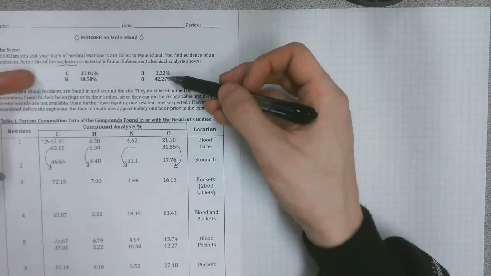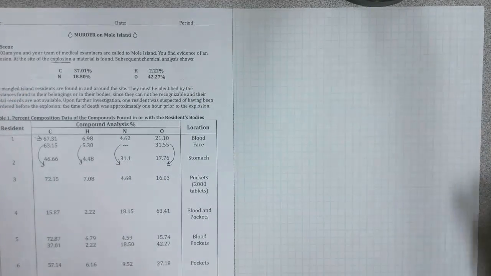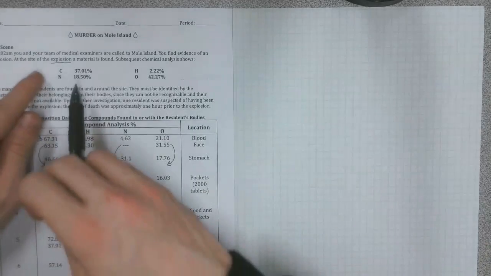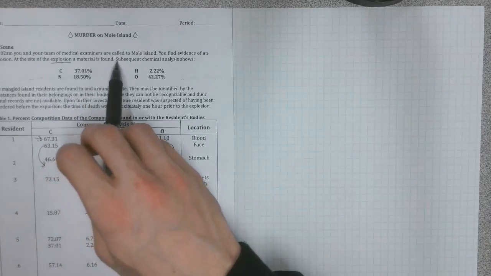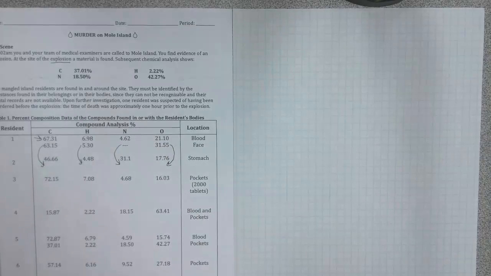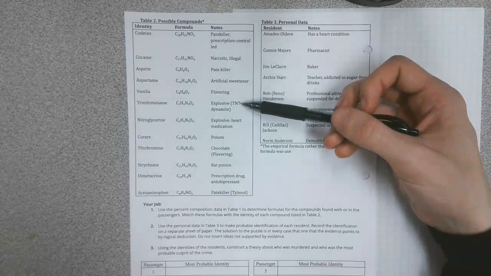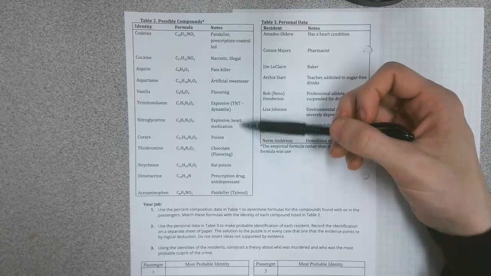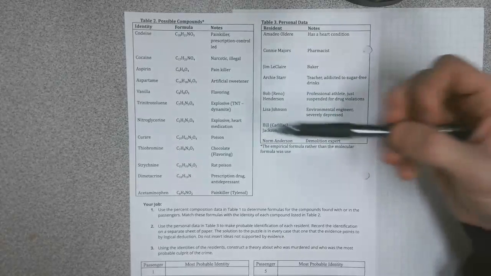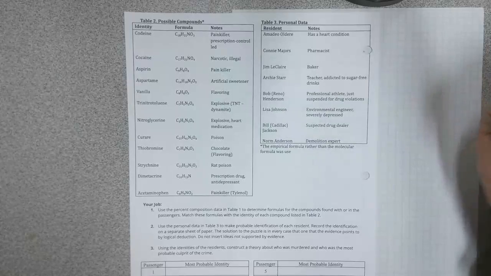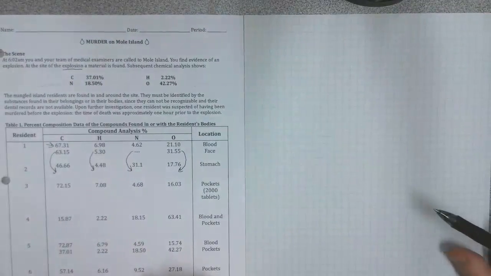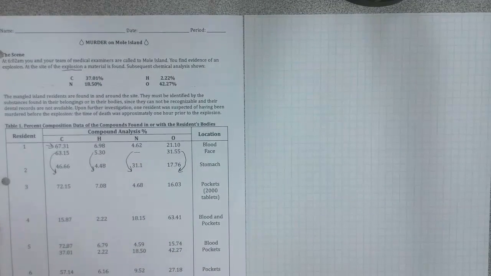The percentages given up here at the top refer to TNT, because they're saying that at the site of an explosion, some material is found and we get these percentages. But if you look at the back side here, we're going to either be talking about TNT or maybe nitroglycerin, and that's really it. So it can really only be TNT or nitroglycerin that is our explosive. But I'm not really going to focus on these percentages right now. Let's just try and figure out who resident one is.